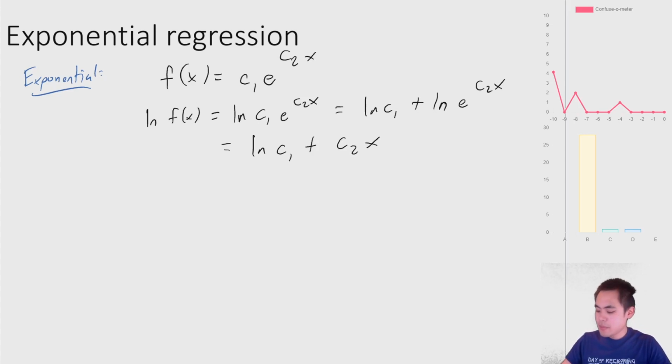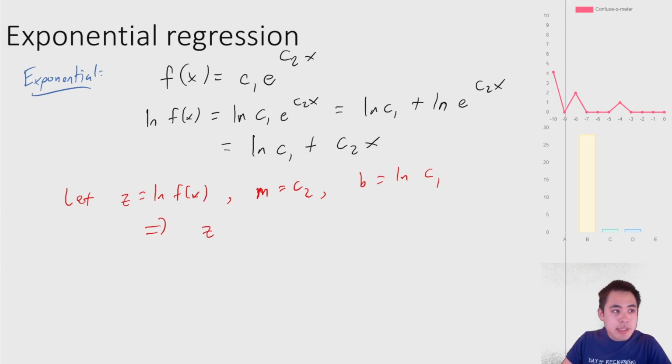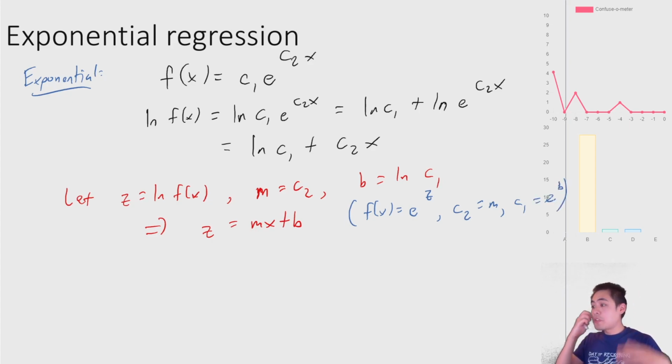c2x. So now we can do a change of variables. Let's say z is equal to natural log of f of x, m is equal to c2, and b is equal to natural log of c1. That gets us a new model, z is equal to mx plus b, which is of course just a basic linear model now, with two parameters. And of course you can go backwards: f of x is equal to e to the z, c2 is equal to m, and c1 is equal to e to the b. Okay, so we've done a change of variables.